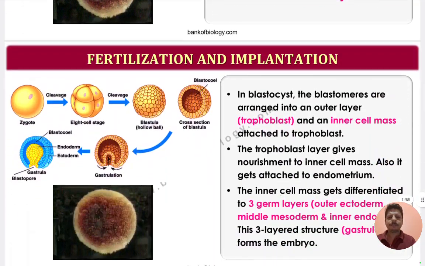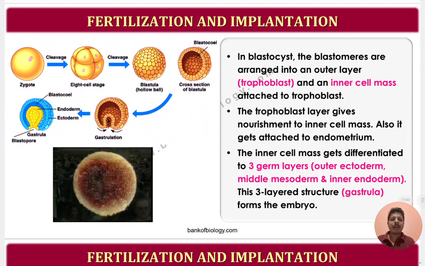Next one, here you can see, in blastocysts the blastomeres are arranged into an outer layer, that is trophoblast, and inner cell mass attached to the trophoblast. The trophoblast layer gives nourishment to the inner cell mass. Also it gets attached to the endometrium.